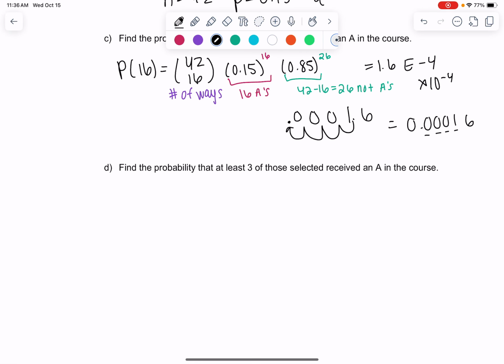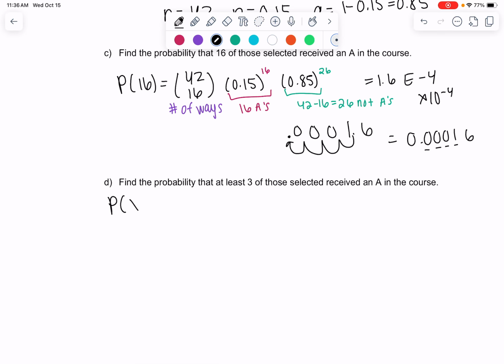So let's do a couple more. I think the worst part is, again, just how tedious the formula is. And this one's going to be pretty ugly. Be patient. So now we want at least 3 students get A's.